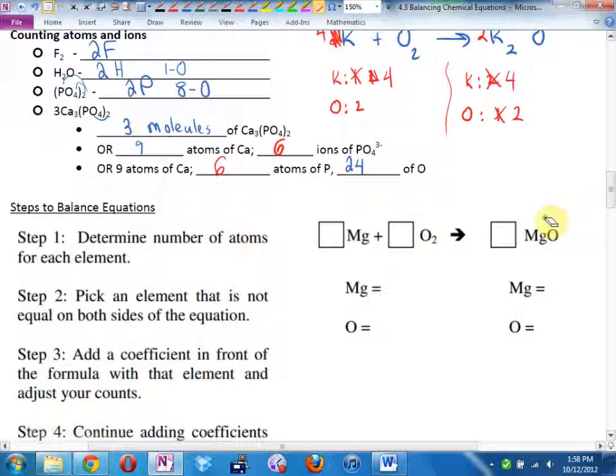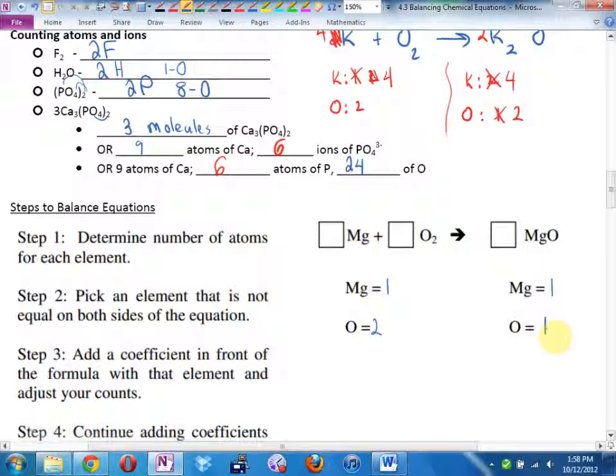Step 1, it says, determine the number of atoms for each element. Over on the left-hand side here, how many magnesiums are there? 1. How many oxygens are there? 2. See it? Over on the right-hand side, how many magnesiums are there? 1. How many oxygens are there? 1. Are we balanced? Zoom out right now and move your eyes across. If the numbers all match, we are balanced. We are not.